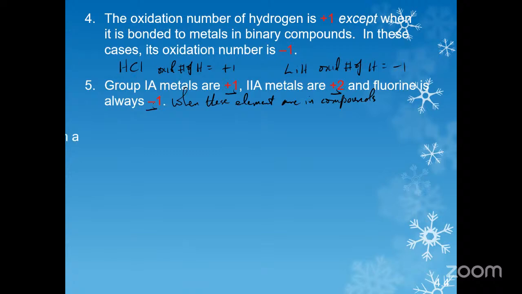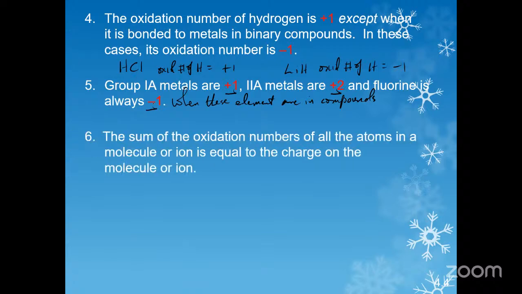Let me see, are there any other rules? Oh, okay, so this one says, the sum of the oxidation numbers of all the atoms in a molecule or ion is equal to the charge on that molecule or ion, all right? So this is helpful when it comes to determining the oxidation numbers of elements that are not covered in the previous 5 rules, all right? And I think I have an example of this here. So let's look at this example.